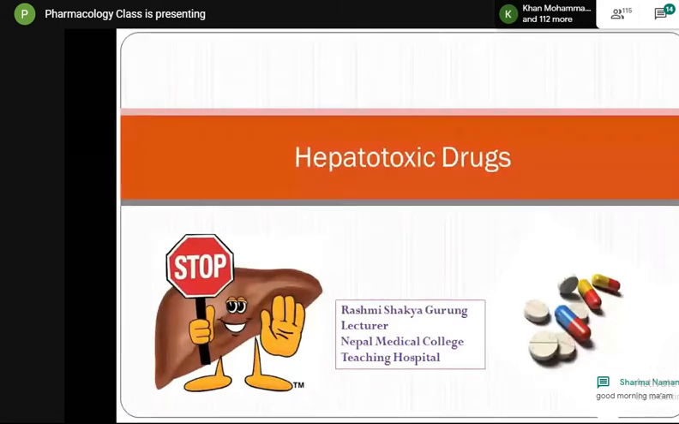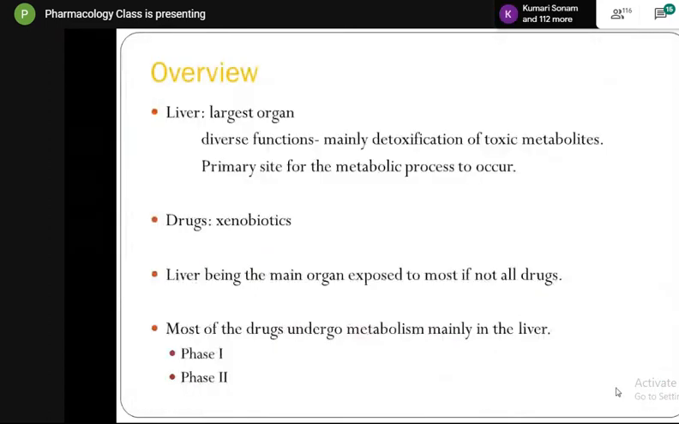So the topic of our discussion will be the hepatotoxic drugs. The thing is that this is a very short topic, and all you have to understand from today's session is that you will have to know some examples of hepatotoxic drugs, and also some of the mechanisms relating to the hepatotoxicity with those drugs.